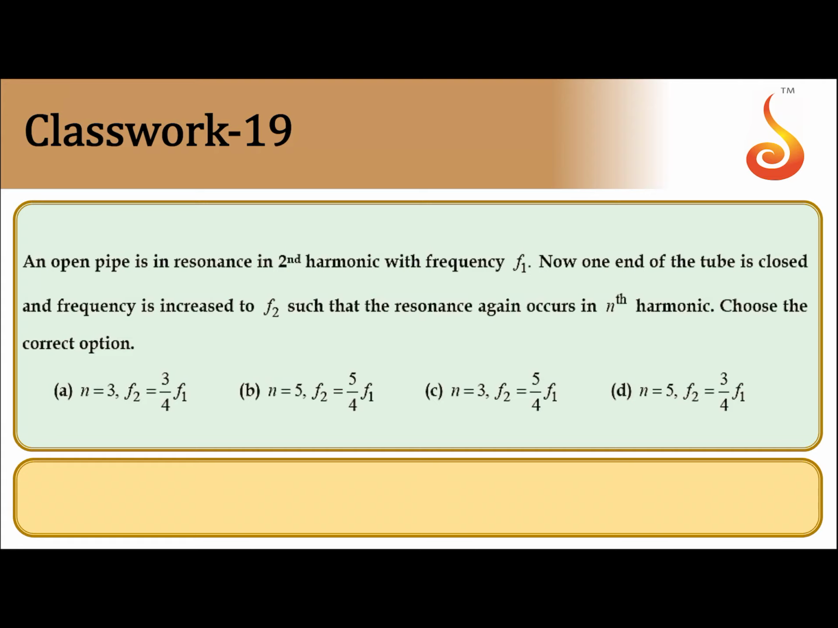An open pipe is in resonance with the second harmonic with frequency F1. Now one end of the tube is closed and the frequency is increased to F2 such that the resonance again occurs in the nth harmonic. Choose the correct option. Now the second harmonic of the open pipe is F1. So F1 is equal to 2 times V by 2L, or V divided by L.